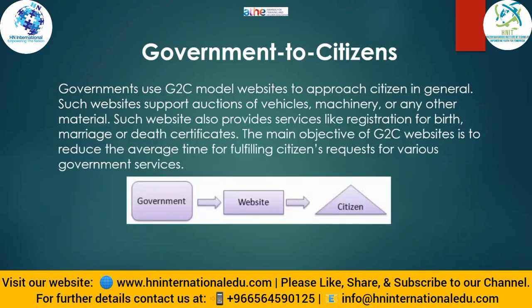Next, we have government to citizens. Government uses the government to citizen model website to approach citizens in general. Such websites support auctions of vehicles, machinery, or any other material. Such websites also provide services like registration for birth, marriage, or death certificate. The main objective of G2C service websites is to reduce the average time for fulfilling citizens' requests for various government services.